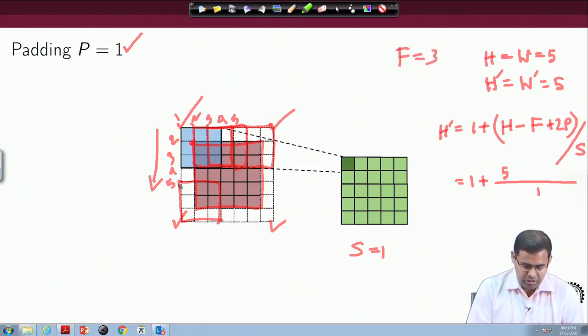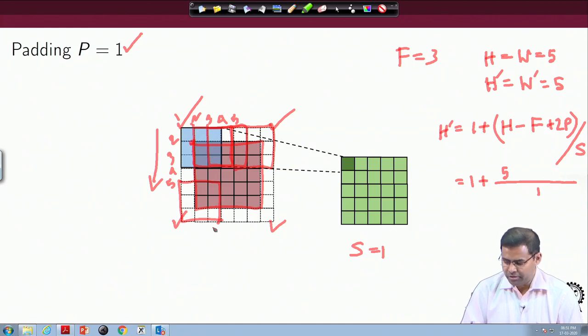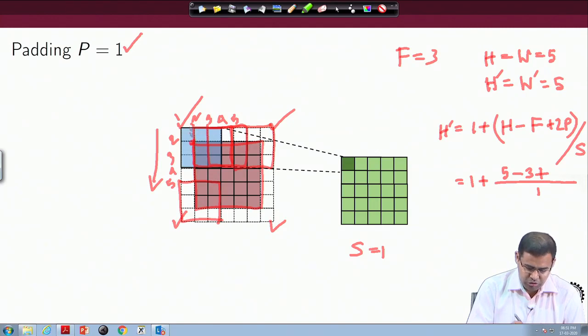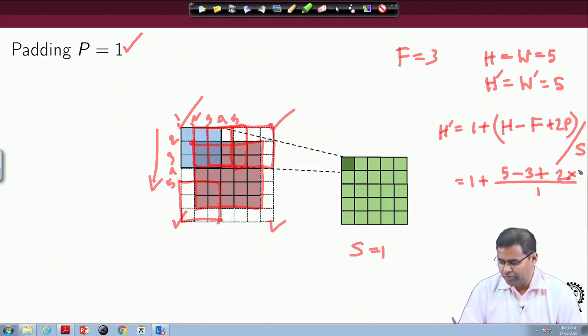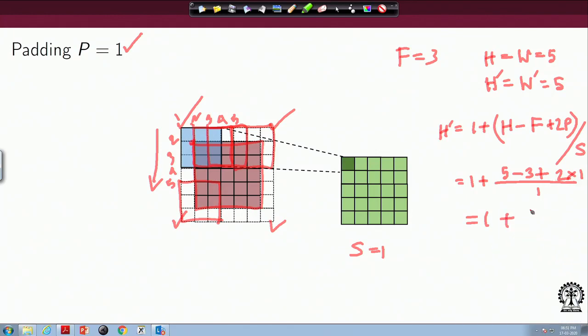That means after this point it really cannot move. So the entire height minus 3, plus you get 2 extra positions to move because of the padding, right. Since padding is 1 position this way, 1 position this way. So 2 into 1, and it should work out to 5 minus 3 plus 2, so that is 4 divided by 1, that is 4, plus 1, that is 5. It is coming out properly. And similarly, the calculation can be done for w prime: 1 plus (w minus f plus 2p) by s.